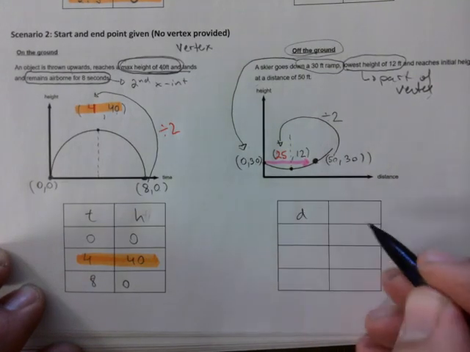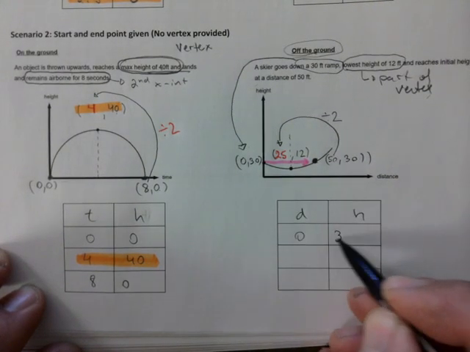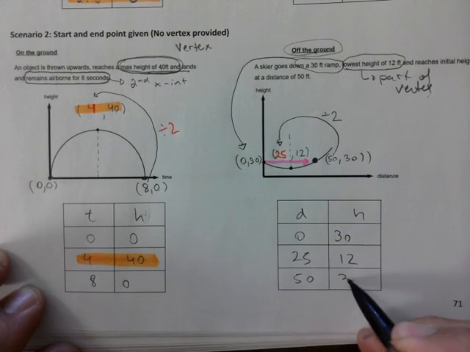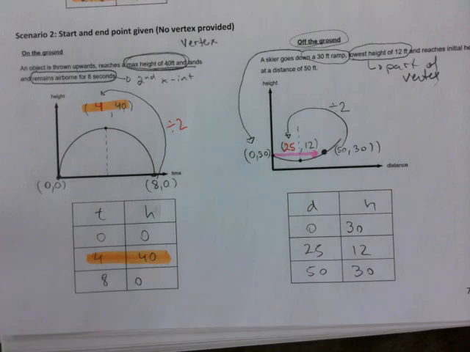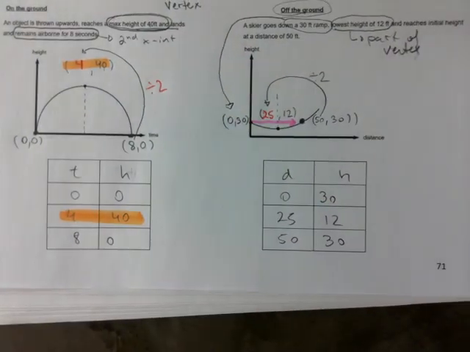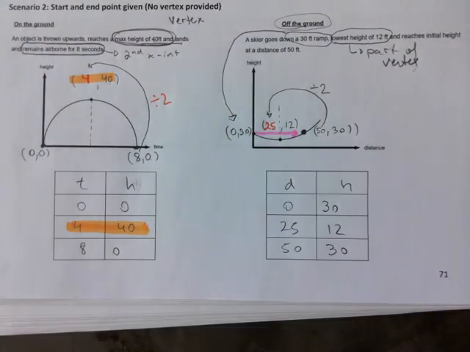So this would be distance and height. We got 0, 30, 25, 12, 50, 30. By the way, quadreg doesn't care in which order you give the points, as long as the points are correct.